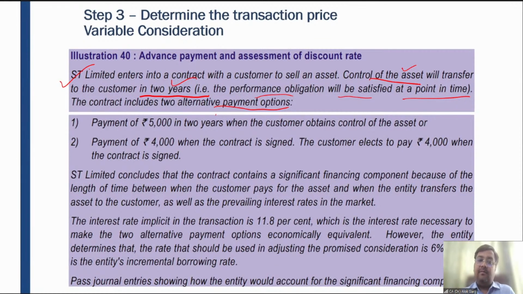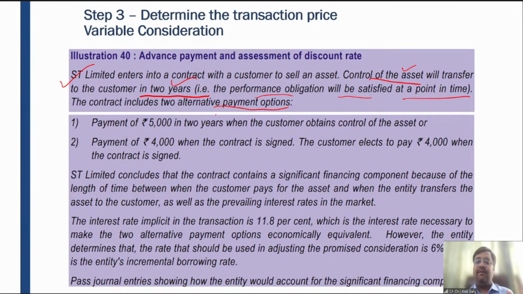And the second option is payment of 4,000 rupees when the contract is signed. Since you are signing the contract today, if you want to pay today, you can make an advance payment of 4,000 rupees. And the customer has elected to pay 4,000 rupees when the contract is signed. See, 5,000 rupees is not the price of the goods and services transferred today. The goods and services are going to be transferred after 2 years, and after 2 years the price will be 5,000 rupees. Today's price has not been given.